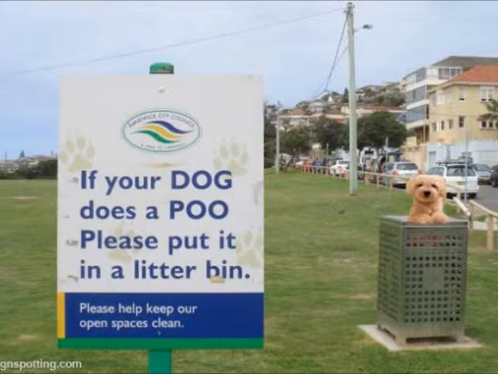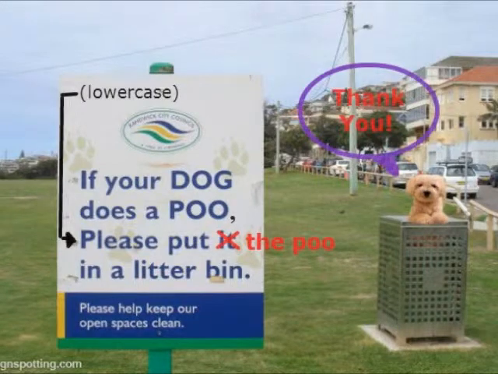Let's look at one more example. This happens to be a real-life example that was found on a public sign in a park. If you look at the picture, the sign says, if your dog does a poo, please put it in a litter bin. Notice the dog in the trash can. We've got another case of ambiguous antecedents. The problem here is that the pronoun it could refer to either dog or poo. In order to fix this and make it clear, the sign could instead say, if your dog does a poo, please put the poo in the litter bin. This way, people aren't throwing away their pets for relieving themselves. That's not very nice.